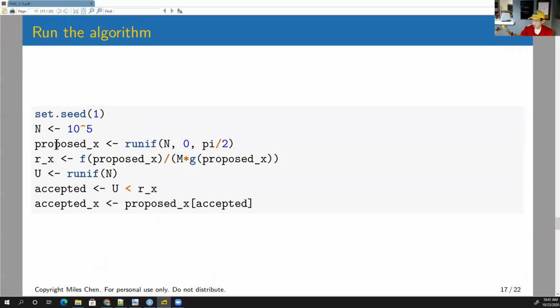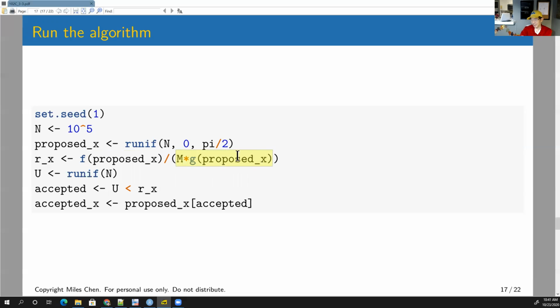And so here is our algorithm. This time we're proposing values from the uniform distribution from 0 to pi over 2. These are going to be your proposed values of x. And the ratio of whether we accept or not is going to be f divided by m times g, where g is now, so this is basically dividing by 1.